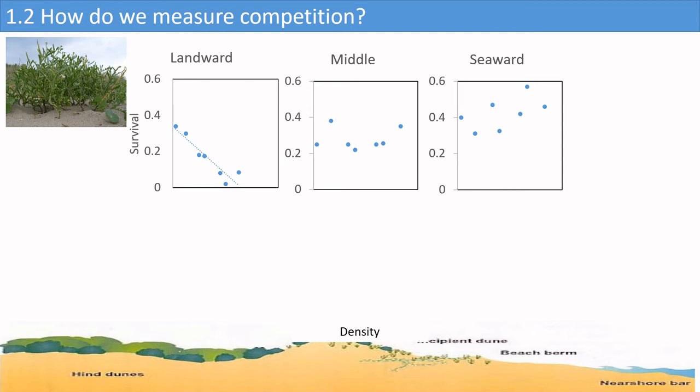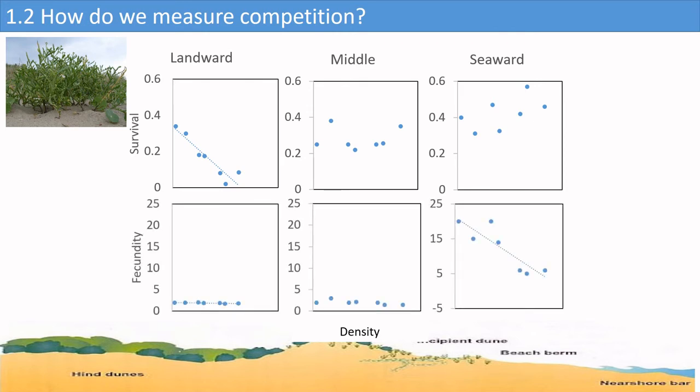And if the researchers stopped only at this trait, this would be the conclusion of their experiment. But they were very thorough, and they also measured fecundity. This is probably the number of seeds that the plant produced. And you can see here that, although it is not very visible, there is a significant negative interaction between fecundity and density in the hind dunes.